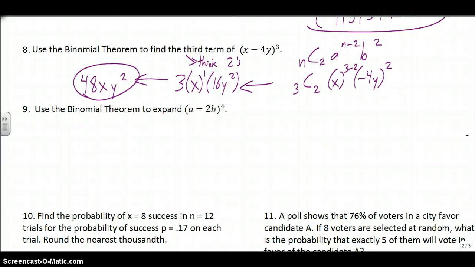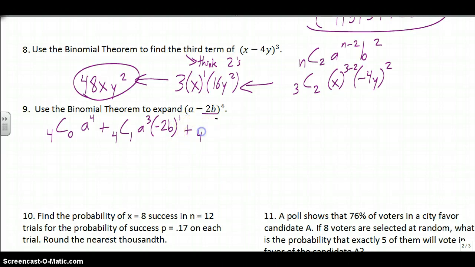Use the binomial theorem to expand (a minus 2b) to the fourth. Okay. So this is kind of interesting. The binomial theorem tells me to start off with n combination 0. So I'm going to do 4 combination 0, and it tells me to do a to the fourth power. Well, a is a, so that's kind of nice. Plus, we're going to do 4 combination 1. a comes down a power, so it'll be a to the third. It'll be whatever b is, which is the second part, negative 2b, and we're going to kick that up a power, so that'll be to the first power.